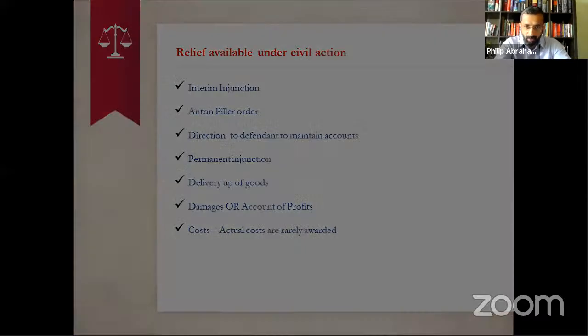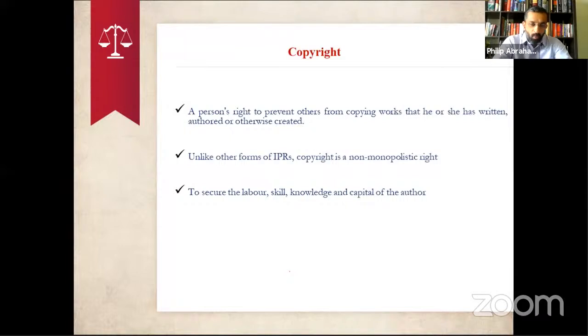Now I'll start with copyrights. What is a copyright? A person's right to prevent others from copying works that he or she has written, authored, or otherwise created. Unlike other forms of IPR, copyright is a non-monopolistic right. It is a right against copying.